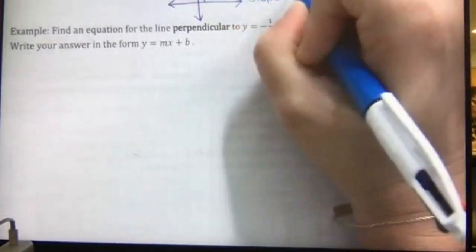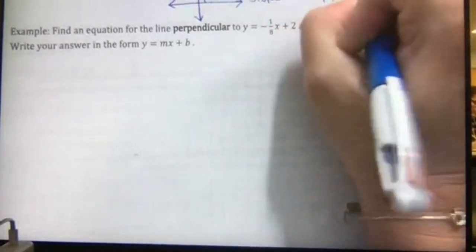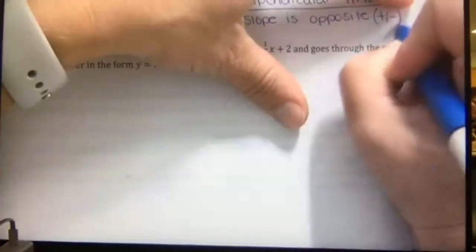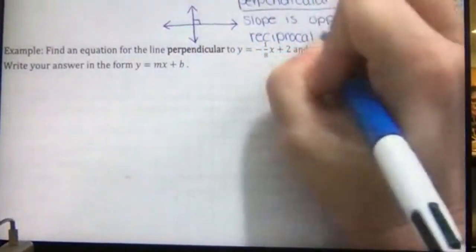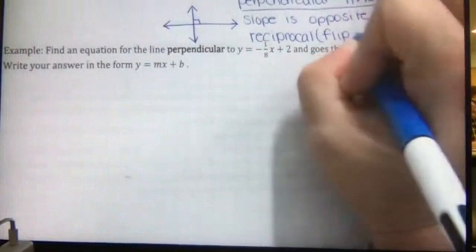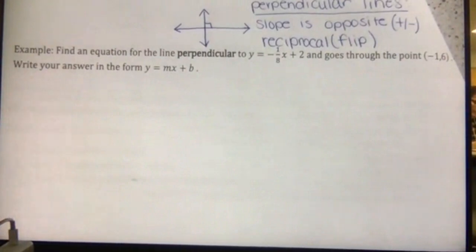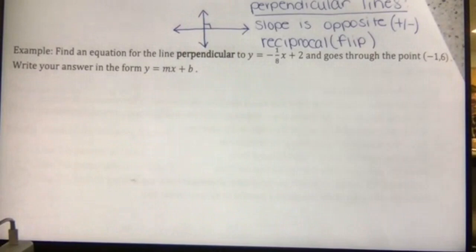our slope is going to be opposite. So that means opposite sign. So one's positive, one's negative. Reciprocals. Reciprocals is just a fancy word for saying flip the fraction. So by having opposite signs, one's positive, one's negative, and flipping our fraction, that will give us opposite slopes. Our opposite slopes will tell us that they're perpendicular. These two lines are going to cross at a 90-degree angle.